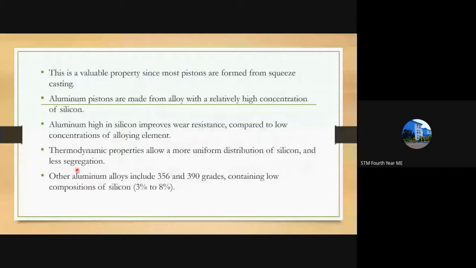Then aluminum pistons are made from alloys which have a relatively high concentration of silicon. So when we mix silicon with aluminum, such aluminum alloys are used for making aluminum pistons. Then aluminum high in silicon improves wear resistance.